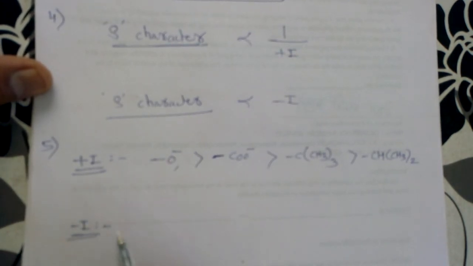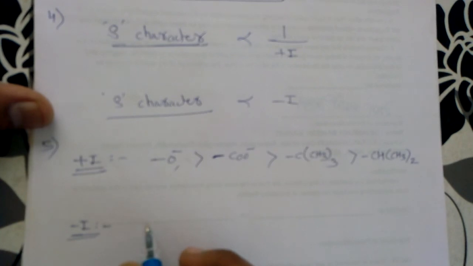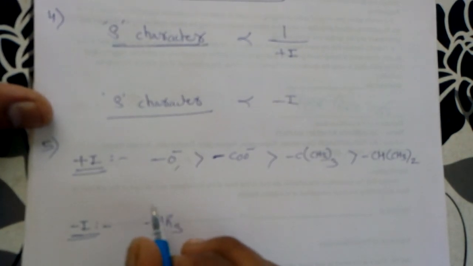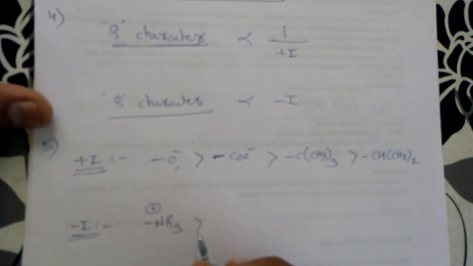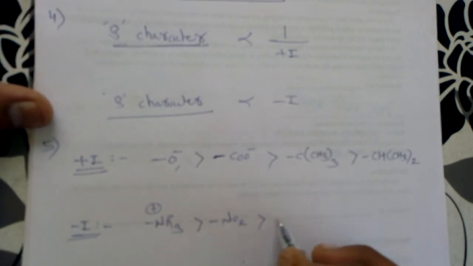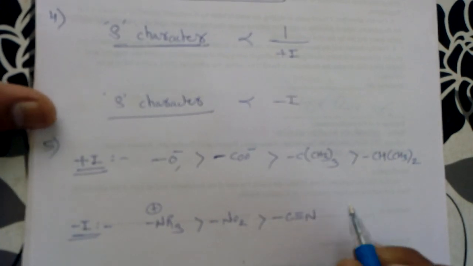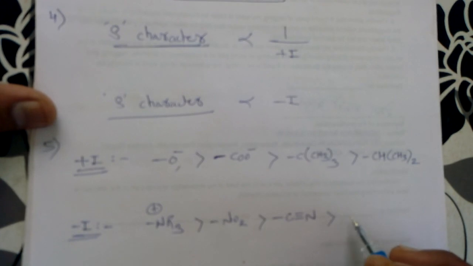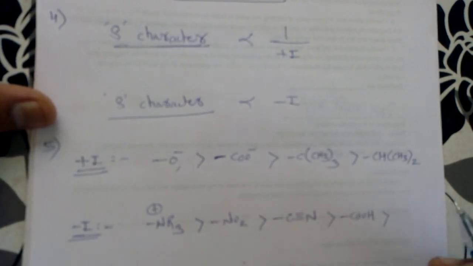And for the minus I inductive effect, what are the different atoms or groups of atoms? The first important group is NR3 positive. It shows the most minus I inductive effect. Then NO2, the nitro group, shows more minus I inductive effect than the cyanide group, C triple bond N. Then it shows more minus I inductive effect than the carboxylic acid group, COOH. It has more minus I inductive effect as compared to fluorine.